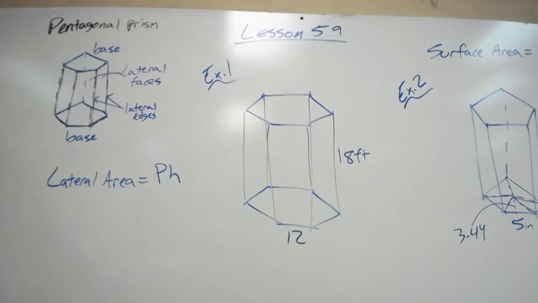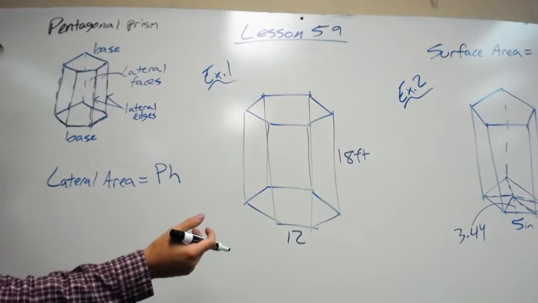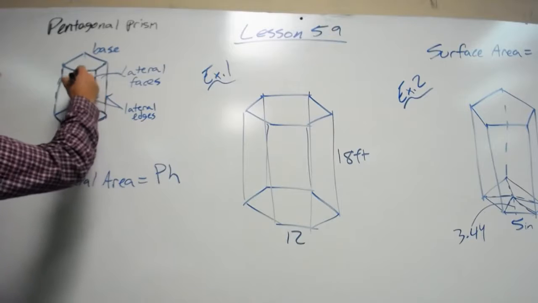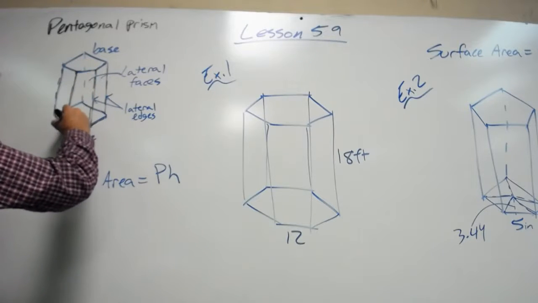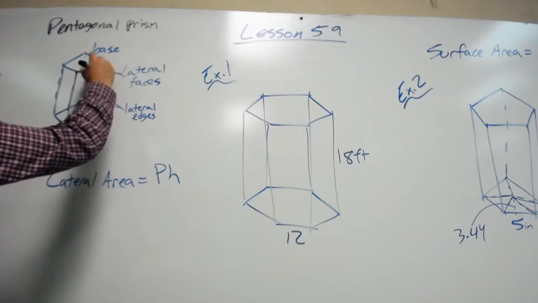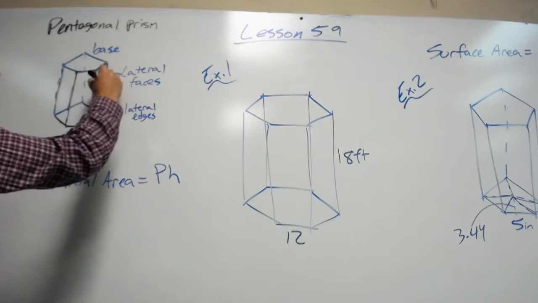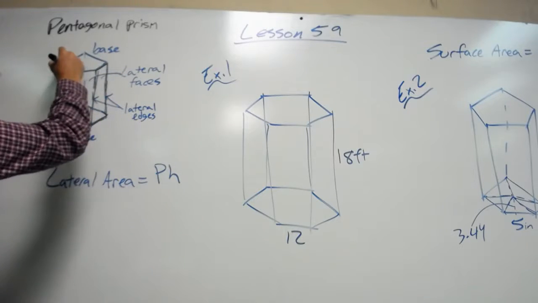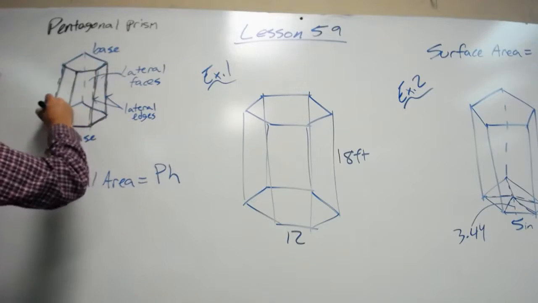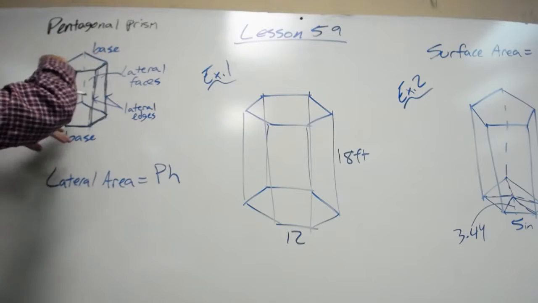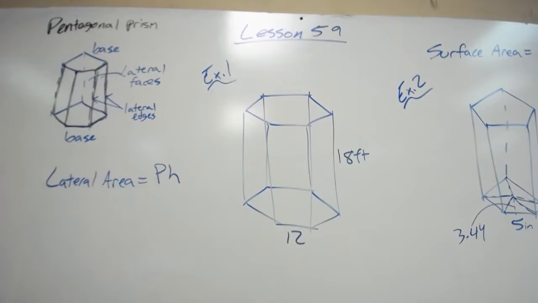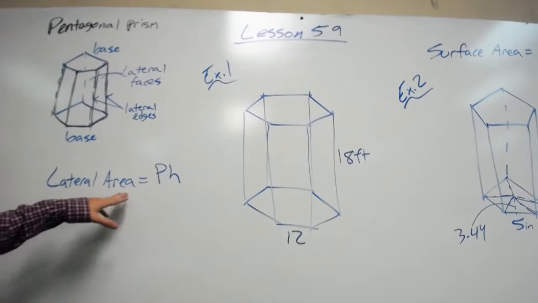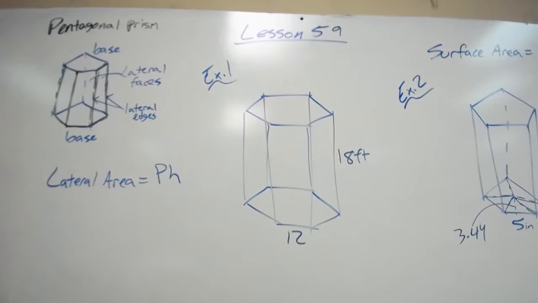So what we're actually finding when we do lateral area is actually finding the area of this rectangle plus this rectangle plus this rectangle, all the rectangles going around one whole figure. We call that our lateral area. The formula for lateral area is perimeter times height.